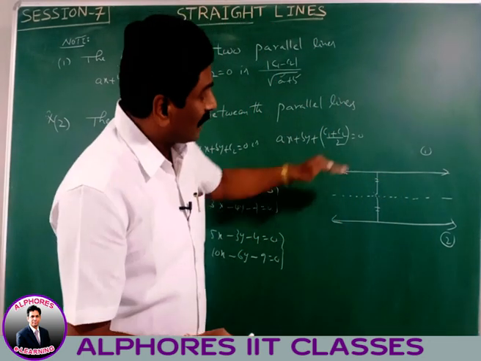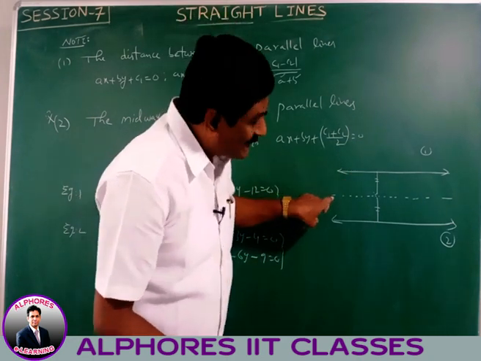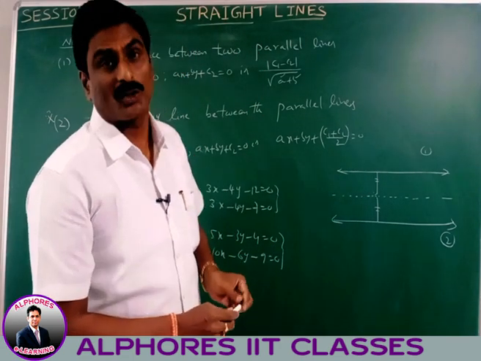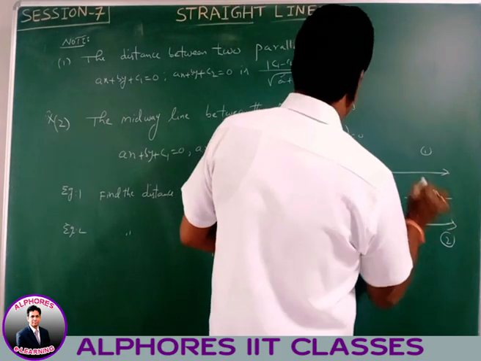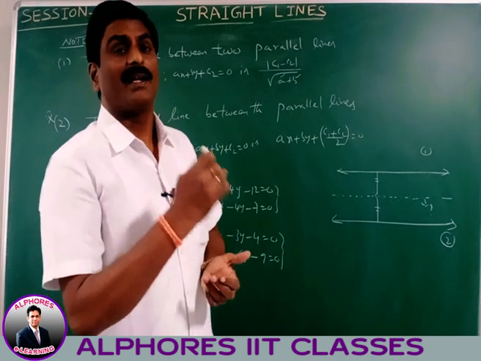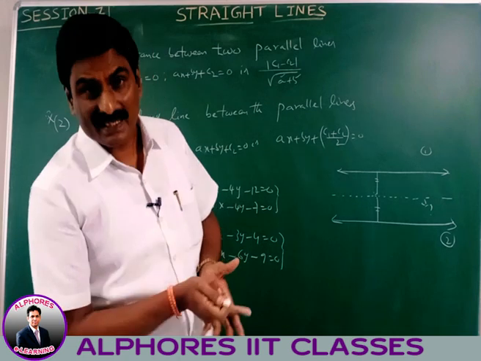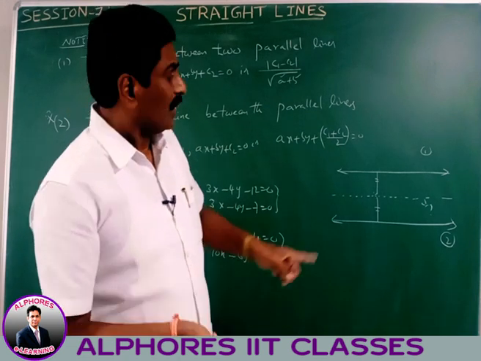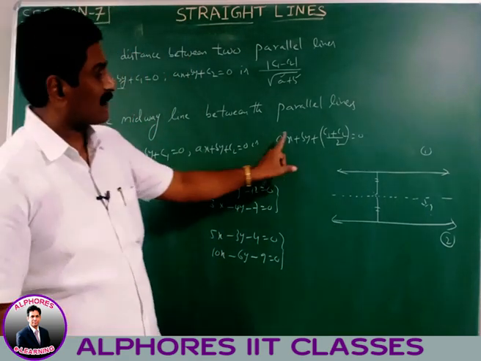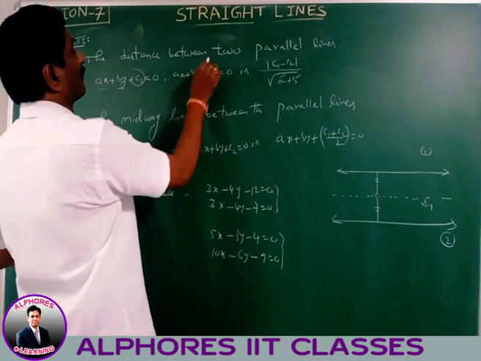Midway line means the line which is parallel to both 1 and 2 and at the same time lies exactly in between, that means it is equidistant from these two lines. This equation is nothing but ax plus by plus (c1 plus c2) by 2. If the two lines are parallel, what is the condition? One of the lines is ax plus by plus c is equal to 0, and the parallel line is ax plus by plus k is equal to 0. The x and y coefficients are the same. So the line parallel to these two is ax plus by plus the constant term, which is the average of the constants of these lines, (c1 plus c2) by 2.